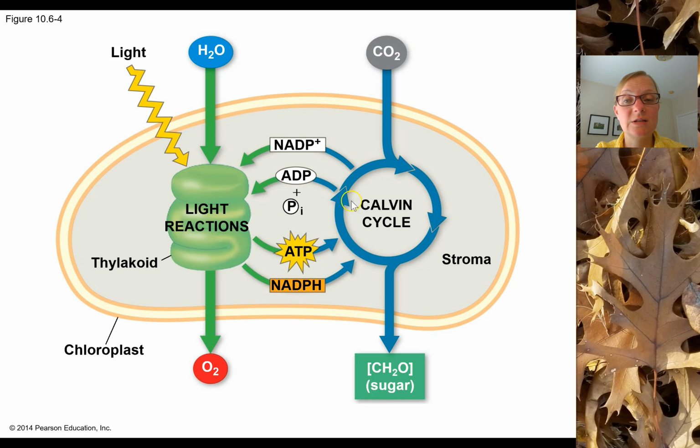When the ATP gets used up, the ADP and inorganic phosphate move to the light reactions to pick up more energy, so that's a cycle over and over again. And then the NADP+, once it has dropped off its electrons, goes back to the light reactions to pick up more electrons, to become NADPH, drops them off here in the Calvin cycle, goes back to get more, right? So over and over and over again.